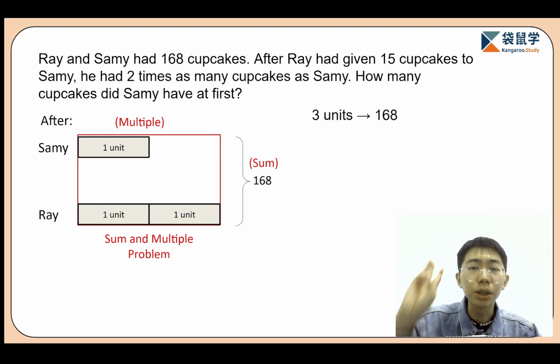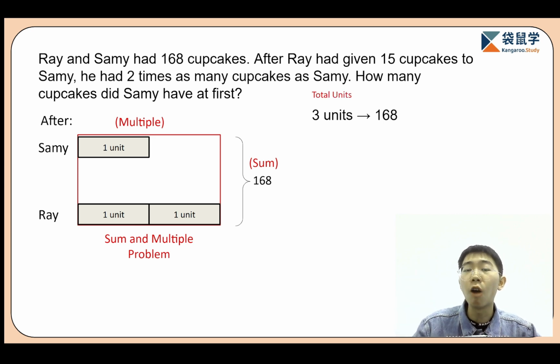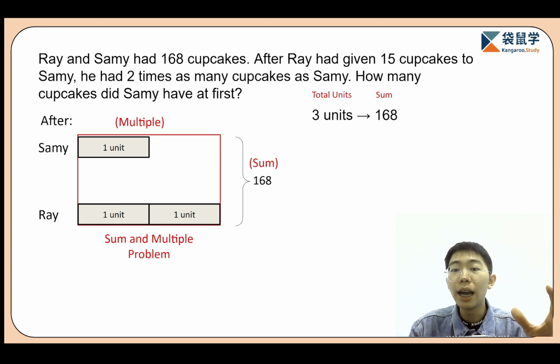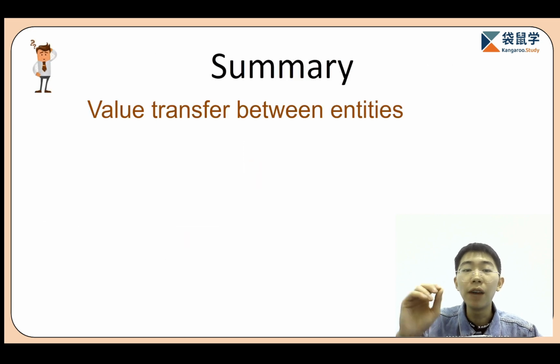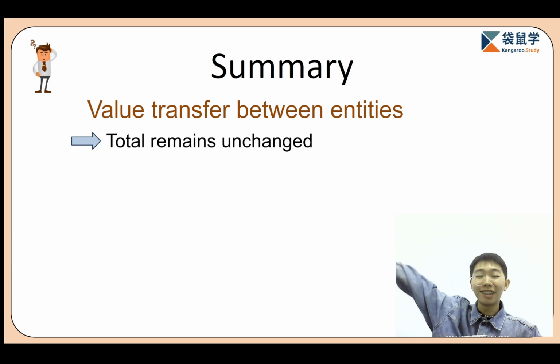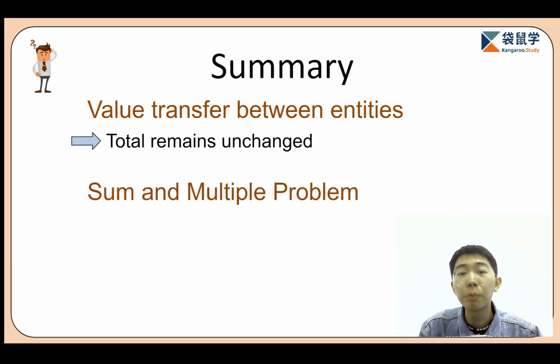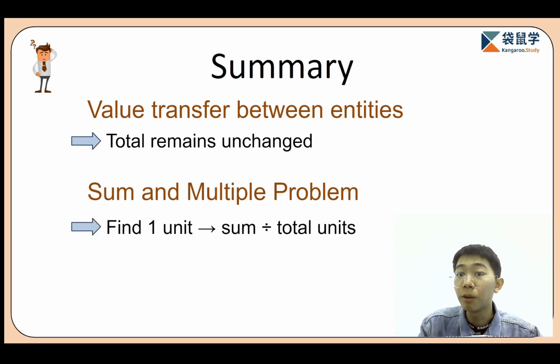Now here, what does this 3 units mean? It's the total number of units. And what does this 168 mean? It is the sum. So, to find out the value of 1 unit, we can first try to locate the number of units and the sum. And we can use sum divided by the total number of units to get the result. In conclusion, if you see the value transfer between the entities, take note. There is a very important hidden information: the total remains unchanged. And when we see sum and multiple problem, to find out the value of one unit, we can use the sum divided by the total number of units.